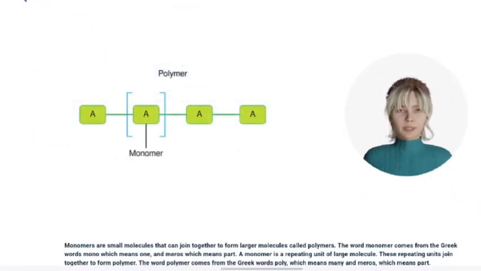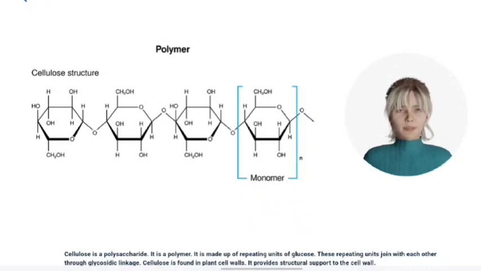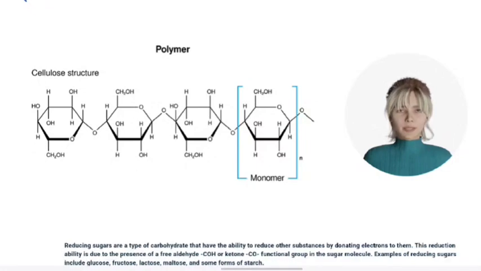Monomers are small molecules that can join together to form larger molecules called polymers. The word monomer comes from the Greek words mono, which means one, and meros, which means part. A monomer is a repeating unit of a large molecule. These repeating units join together to form a polymer. The word polymer comes from the Greek words poly, which means many, and meros, which means part. Cellulose is a polysaccharide. It is a polymer. It is made up of repeating units of glucose. These repeating units join with each other through glycosidic linkage. Cellulose is found in plant cell walls. It provides structural support to the cell wall.